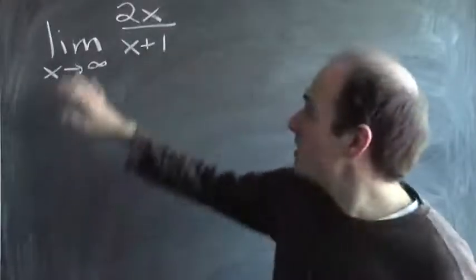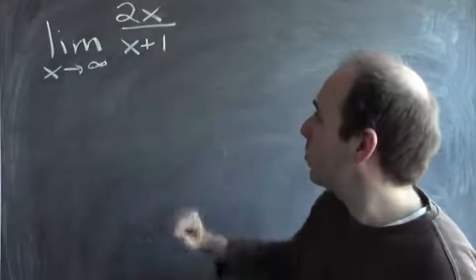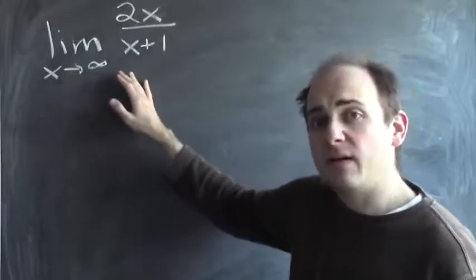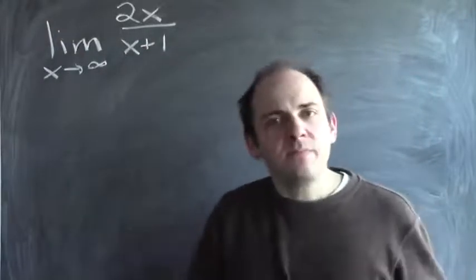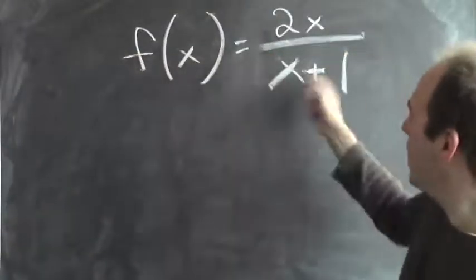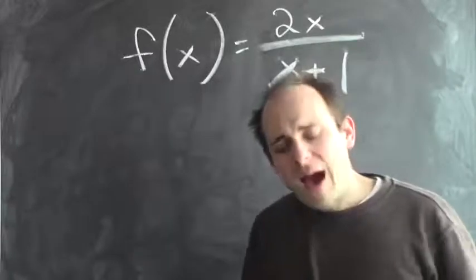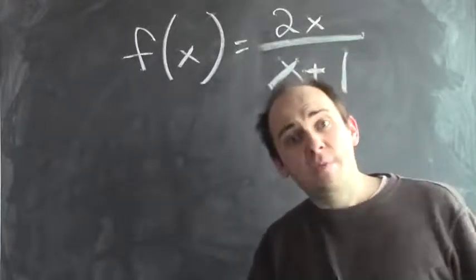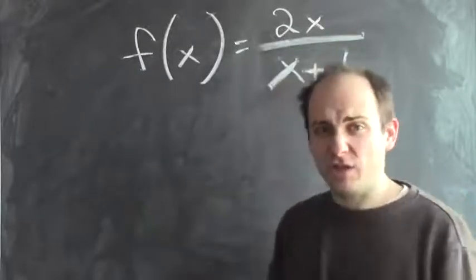Here's a question. What's the limit of 2x over x plus 1 as x approaches infinity? Before we dive into this analytically, let's get some numerical evidence. So here's my function again. f of x equals 2x over x plus 1. I want to know qualitatively what happens when I plug in big numbers into this function.